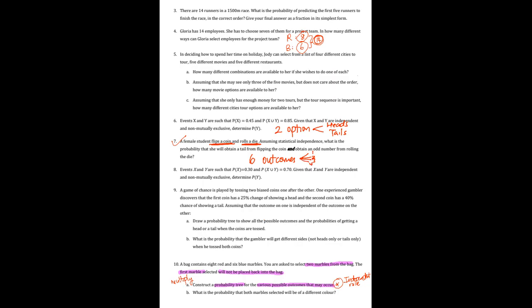So they asked you what's the probability of landing on tails. So it's 1 out of the 2 options, so that's 1 over 2. And then we said you multiply it by the probability of obtaining an odd number. The odd numbers are the number 1, the number 3, and the number 5. So that's 3 out of the 6 possible outcomes, so that would be 3 over 6.